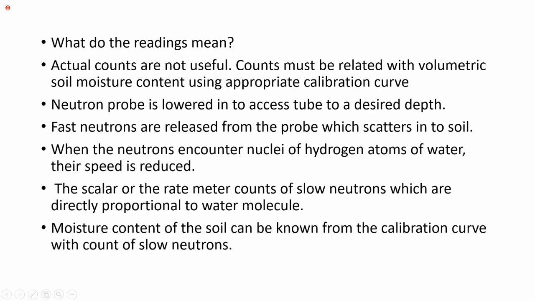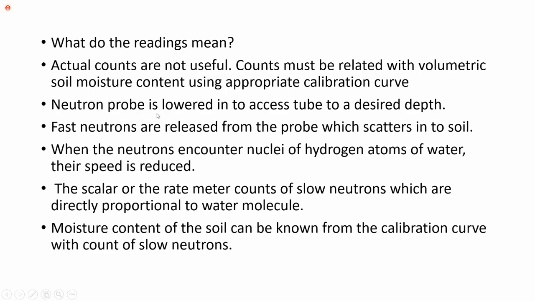So here, actual counts are not useful. Counts must be related to volumetric soil moisture content using an appropriate calibration curve. So you have to take, for different moisture content levels, the reading of these neutron probes. Then you can construct a graph and keep that graph with you. And then after that, when you irrigate the field, you take the measurement and you can find from the reading what the moisture content in the field is.